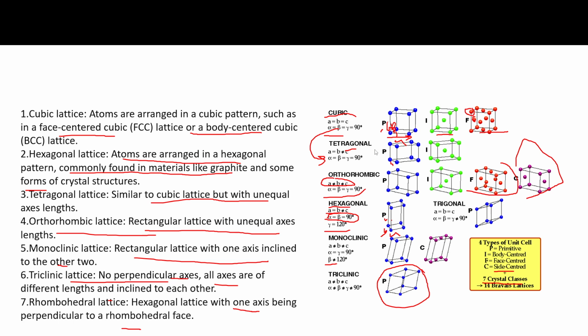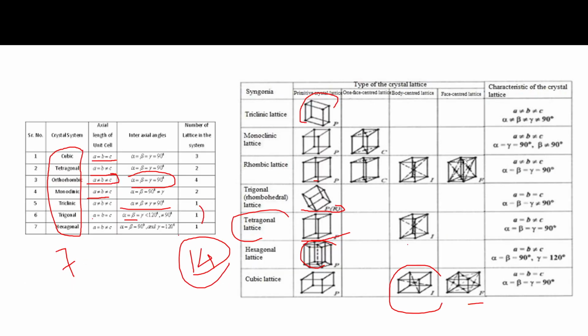If all the lengths are equal and the angles are 90 degrees, then it will be cubic. And in cubic there are three types of lattices present: primitive, body centered, and face centered. Then we talk about tetragonal, orthorhombic, hexagonal, monoclinic, triclinic, and trigonal. In orthorhombic, your a, b, c are not equal, but your alpha, beta, gamma angles are 90 degrees. So you have the 7 crystal lattices and the total number of Bravais lattices is 14.